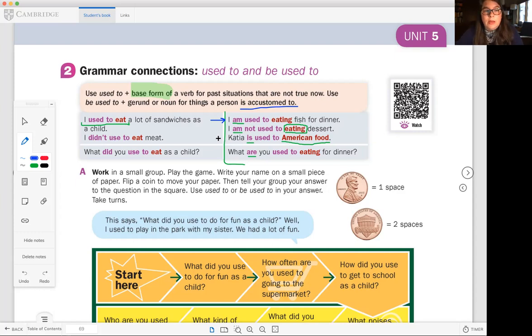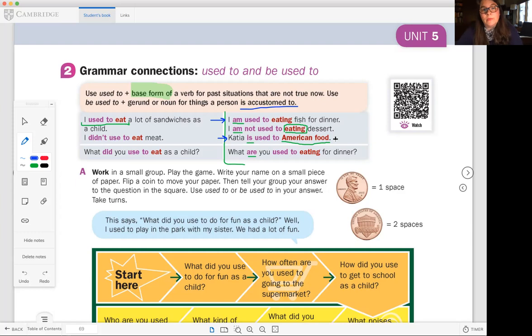So look at this one right here with Katya. Katya maybe moved from Russia to the United States, and at the beginning she found American food very strange. She didn't like it. She didn't know what to eat. But after a year, Katya is used to American food, or Katya is used to eating American food. Now she says, it's normal now, right?